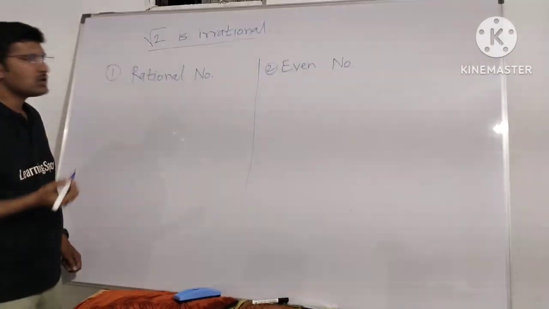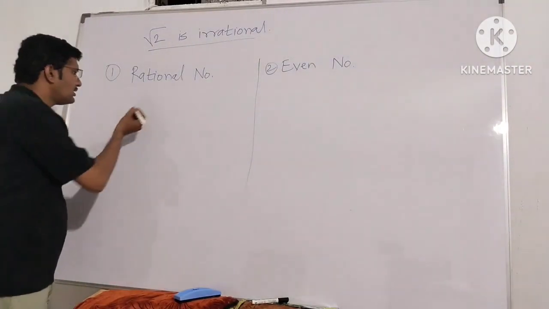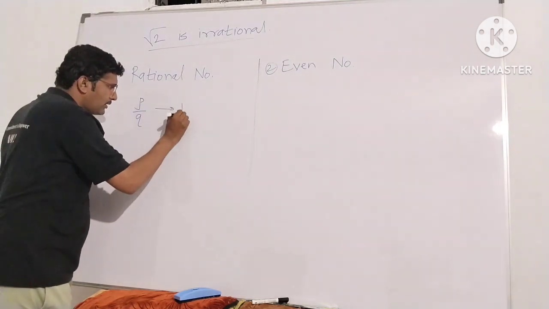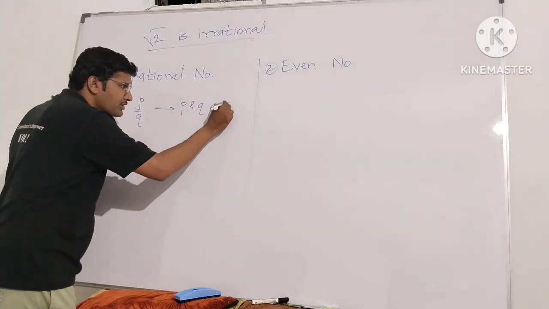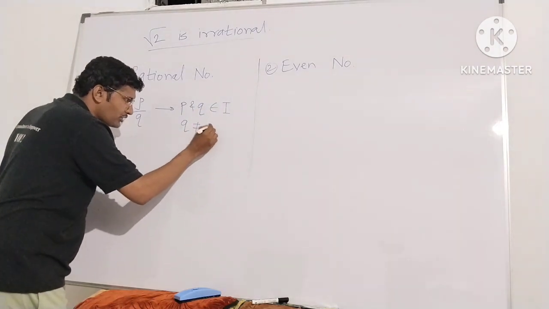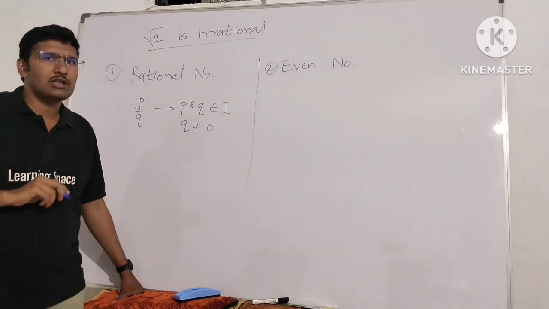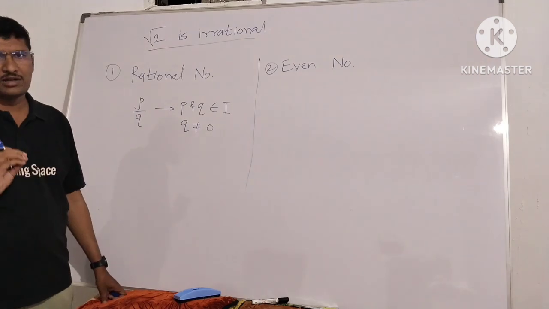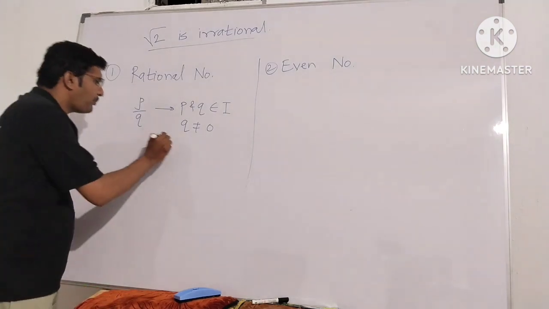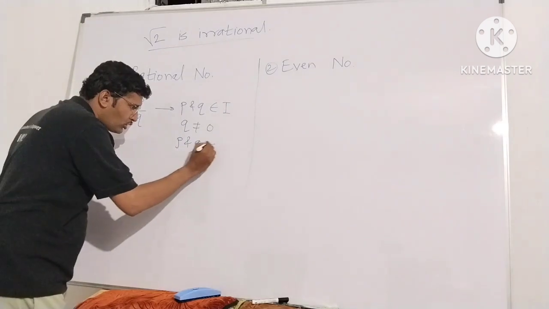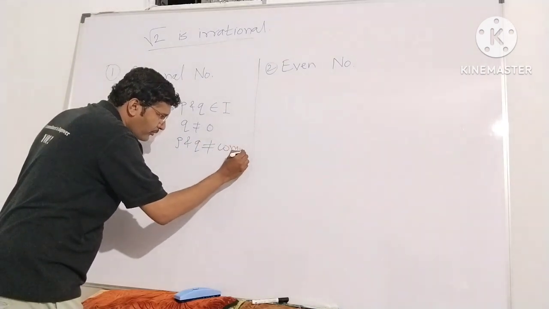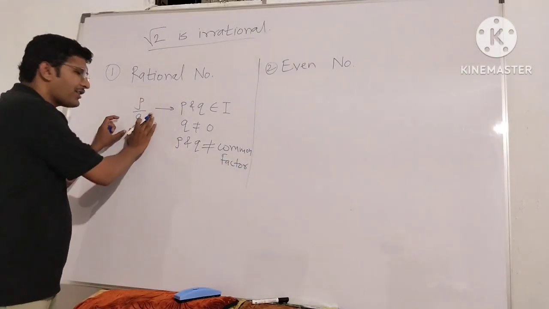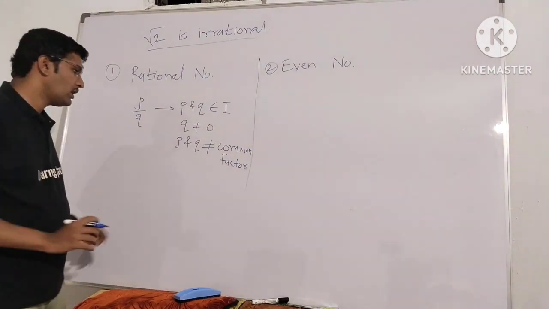So look here, the standard form of a rational number is p by q, where p and q are integers and q is not equal to 0. One important thing lots of people miss is that in the standard form p by q, p and q don't have any common factor, which means this fraction cannot be simplified further.